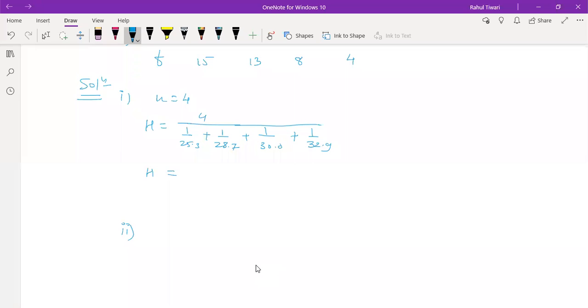For the next question, we have to do the table because then only you will understand. So create the table of class interval. f is already there with you. Then calculate x, that is your class mark. Then calculate 1 upon x, the reciprocal, and then calculate f by x. So these many columns you have to create.